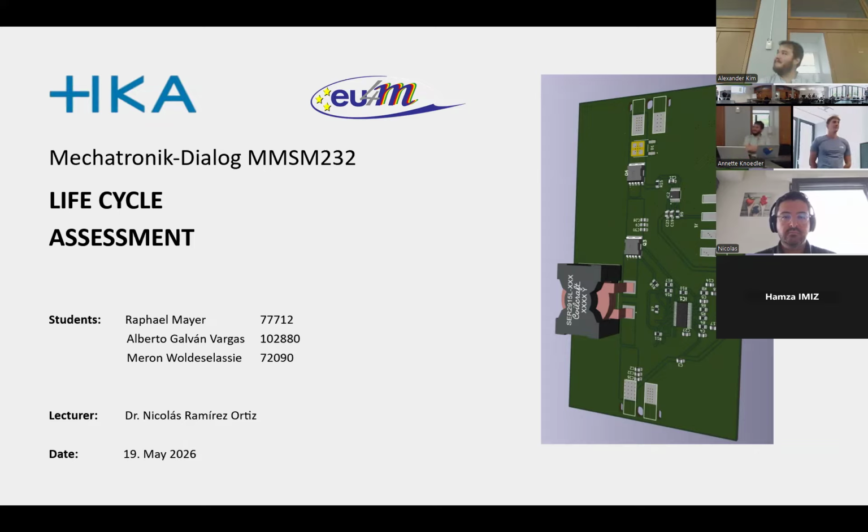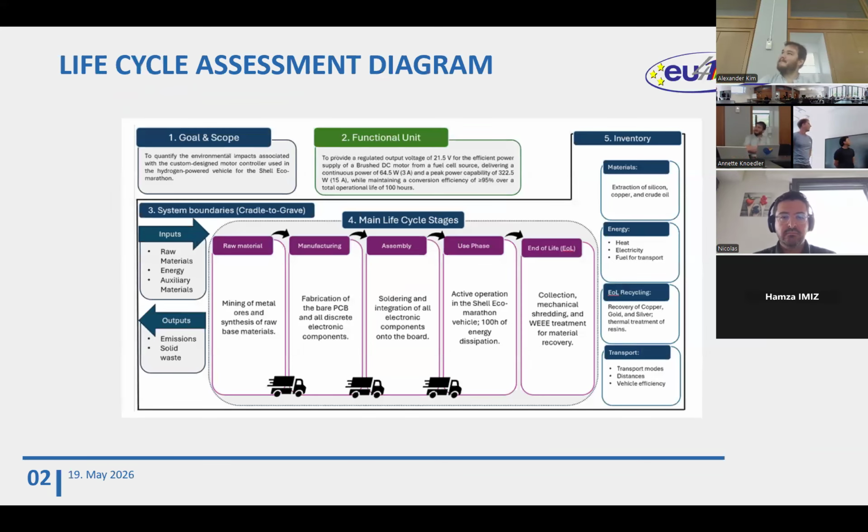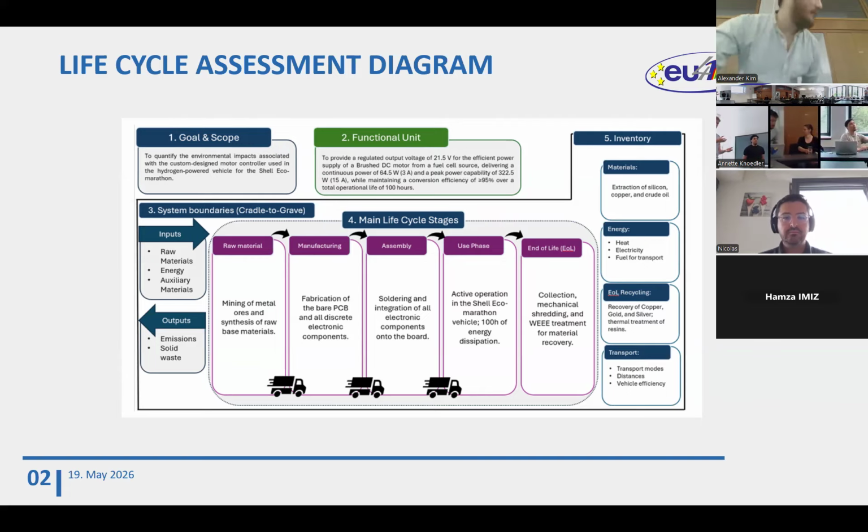Hello everybody, this is our LCA about our self-developed motor controllers. We developed it last semester, and this is our 3D motor controller. Here you can see a diagram, and what I want to mention is our goal was to concentrate a motor controller which leads from the hydrogen cell to the motor, and the functional unit was to still have a very high efficiency of 95%.